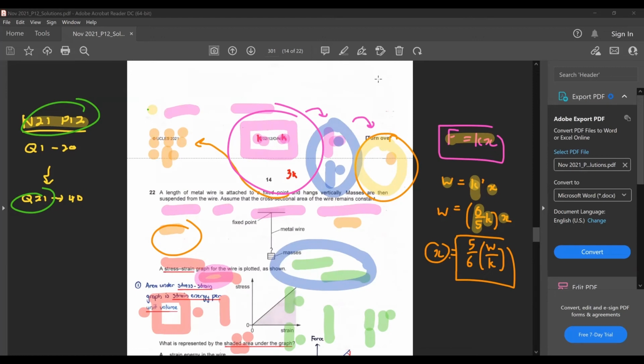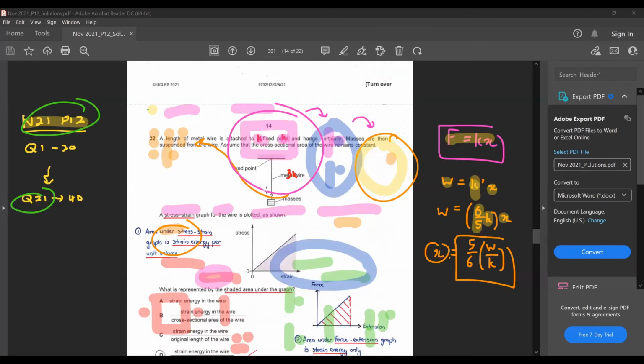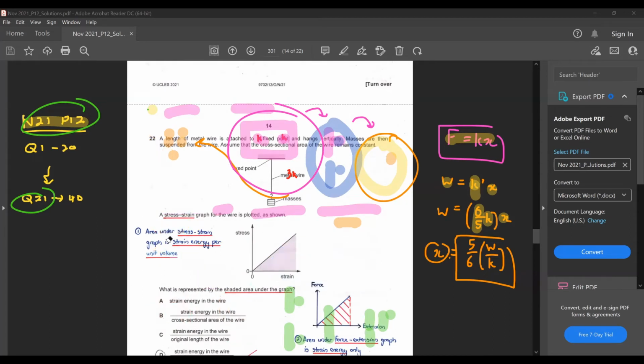Then if you move on to question 22, you have a length of wire. Let me just erase whatever is here.